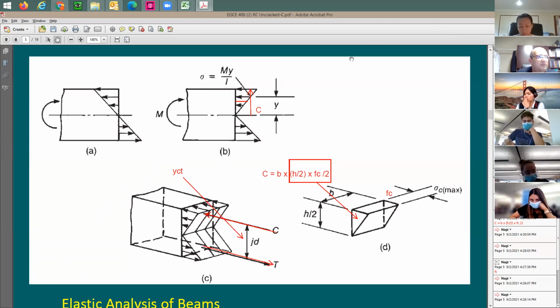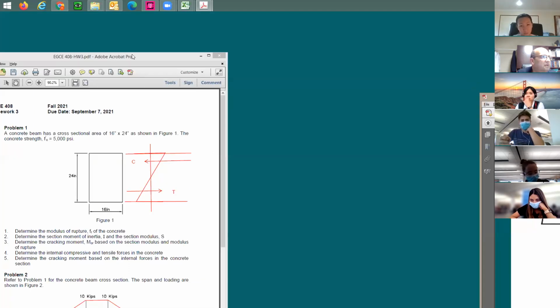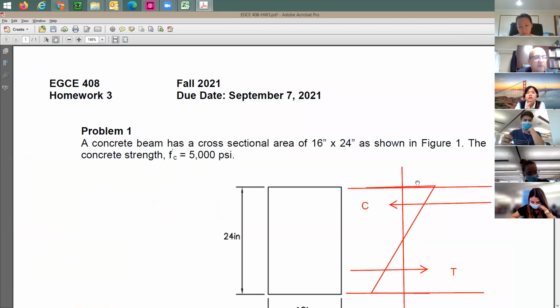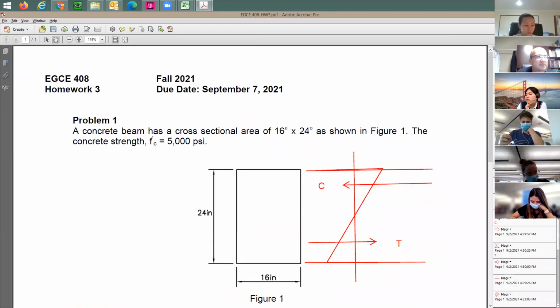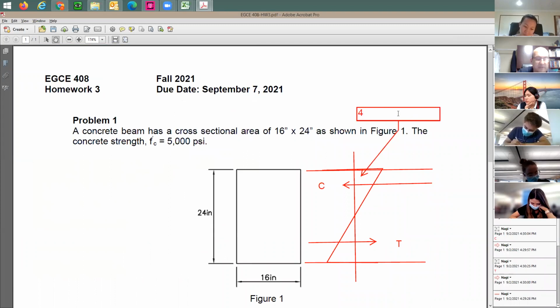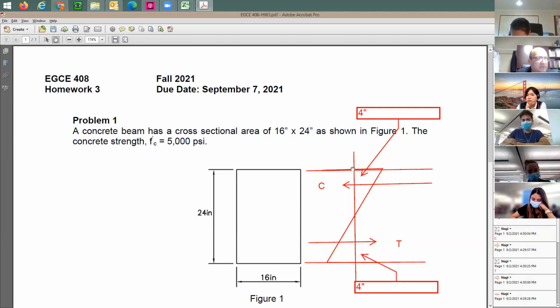I said, well, if the total depth is going to be 24 inch, like what we have here, and this is going to be at 1/3, this means the small distance from here is going to be 1/3 of half of the height. This is going to be 4 inches. And also from the bottom is going to be 4 inches. So how much is YCT in this case? YCT equals the total 24 inch. You subtract 4 on the top and 4 on the bottom is going to be 16 inch. So this is going to be YCT.